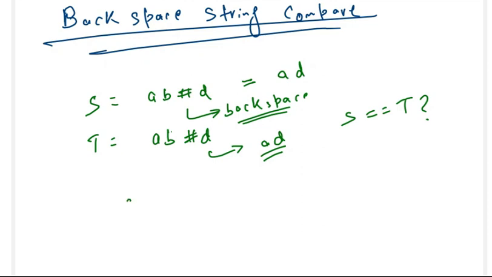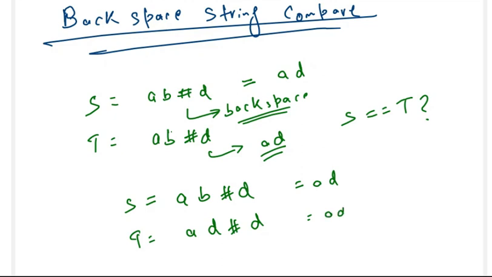Suppose, for example, let's say s is a, b, hash, d and t is a, d, hash, d. Then after removing all the backspace characters, this will become AD and this will also become AD. Thus, because these two are equal, we will return true.